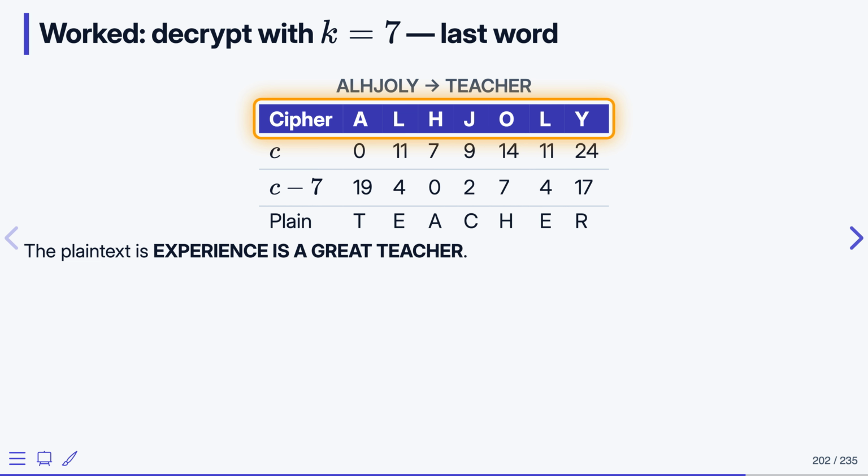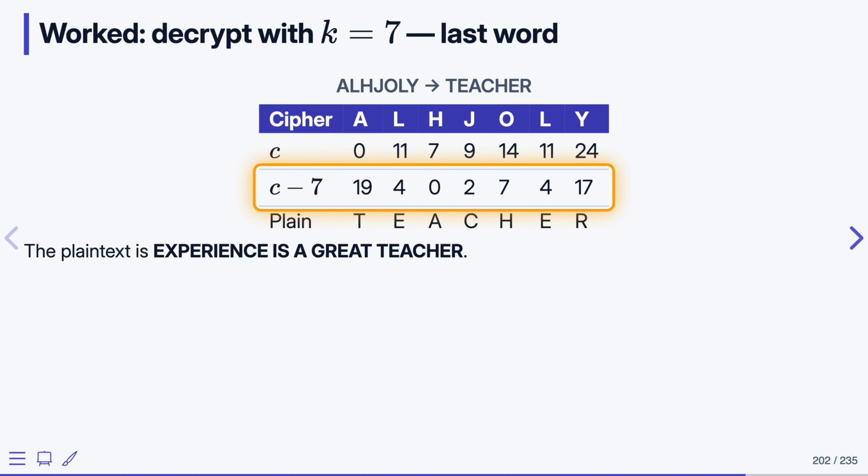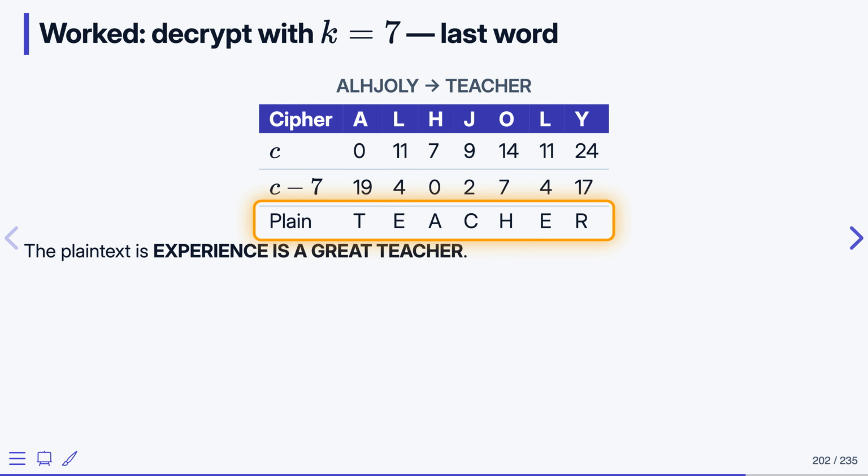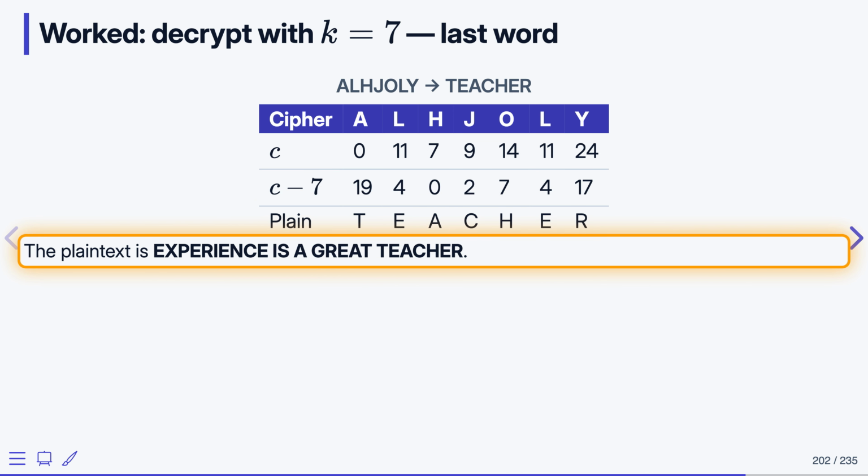And the last word, LHJOLY. As numbers, 0, 11, 7, 9, 14, 11, 24. Subtract 7 from each one. 0 wraps to 19. The others give 4, 0, 2, 7, 4, 17. That spells teacher. Put the whole thing together, and the hidden message is experience is a great teacher. A great teacher indeed.